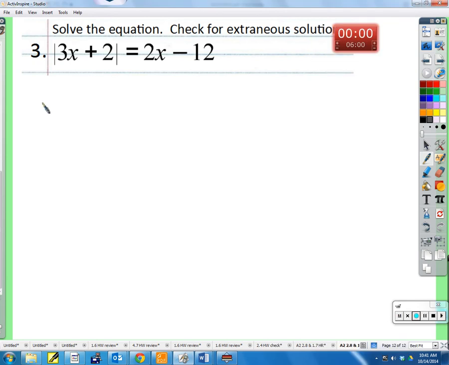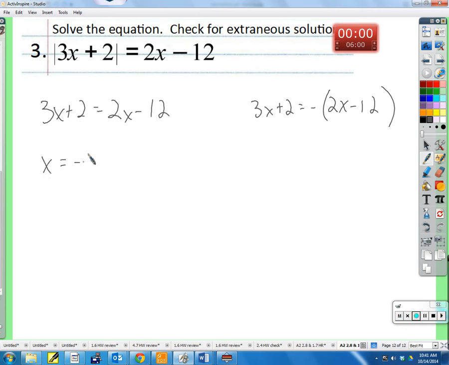So 3x plus 2 could be exactly the same as 2x minus 12. Or 3x plus 2 could be equal to the exact opposite of 2x minus 12. Solve, so subtract 2x from both sides, we get x, subtract 2 from both sides, we get negative 14. So there's a possibility, but we're going to need to check that out here in a second.